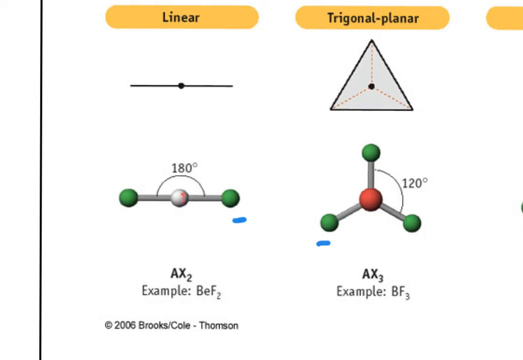We have a central atom here, and there are two bonded atoms directly, and the angle is 180 degrees. Why is it 180 degrees? These two green atoms want as much room as possible, and the way to maximize that is putting them 180 degrees apart. The next base shape is our central atom with three bonded atoms directly to it, and these are spaced at 120 degree angles apart. Why 120 degrees? That's the maximum space. If you take a circle of 360 degrees and divide that by 3 sections, you'll get 120 degrees.